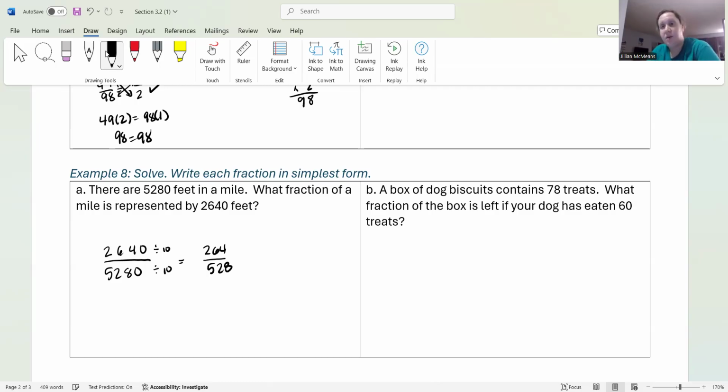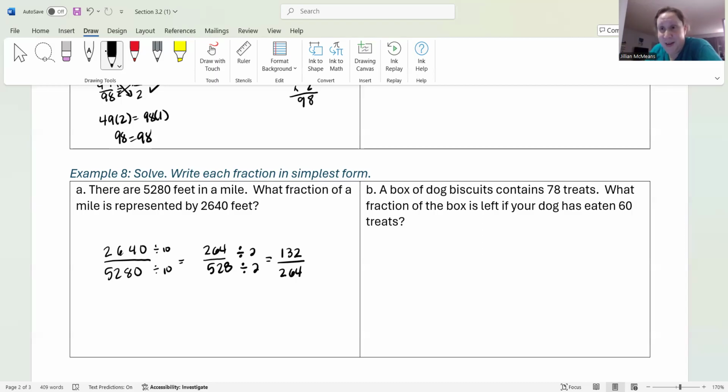And so you're like, good Lord, they're still going to need to be reduced, because 4 and 8, if a number ends in 0, 2, 4, 6, or 8, it's even. So these numbers end in 4 and 8, so they're even. So you could just divide by 2. So 264 divided by 2 is going to be 132. 528 divided by 2 is going to be 250 plus 14, 264.